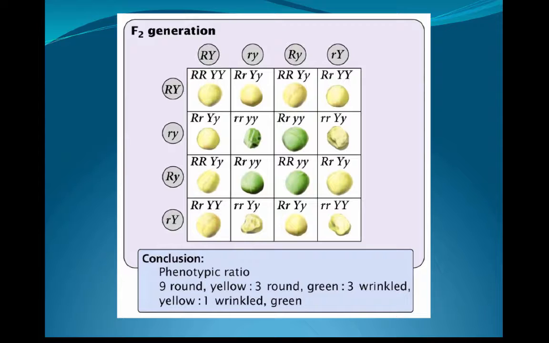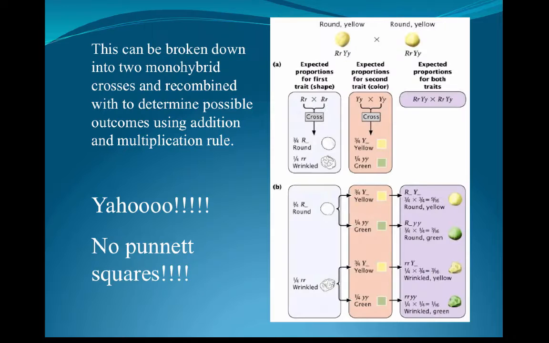These Punnett squares can actually get to be very large, especially if you add in another trait like seed coat color. So there is a simpler way to work through these problems, and that is the expected proportions method. This does not involve any Punnett squares, but it really just involves looking at individual traits on an individual basis and then multiplying those results together.